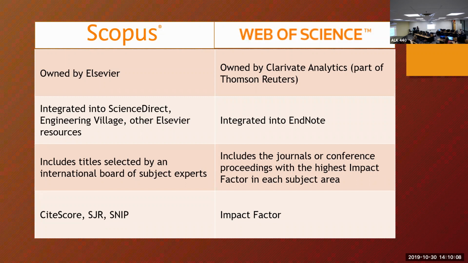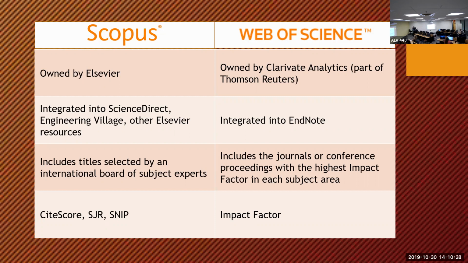Impact factor is a proprietary metric of Web of Science, so I'm going to try not to say impact as much as possible today, but it's just kind of unavoidable. It's the best word for it. And we'll talk more about what CiteScore, SJR, and SNIP are in a moment.